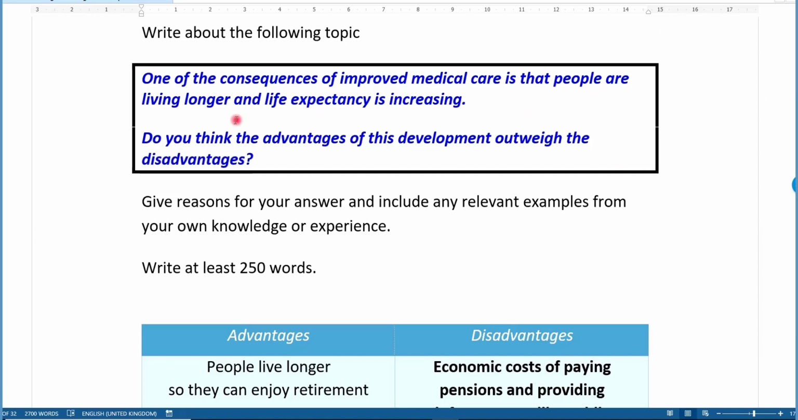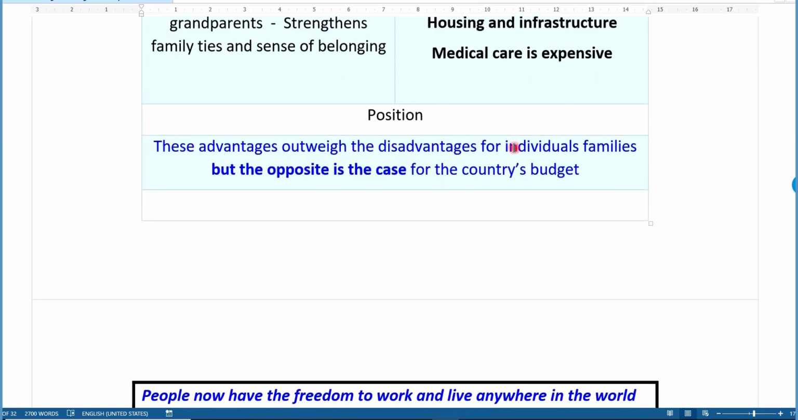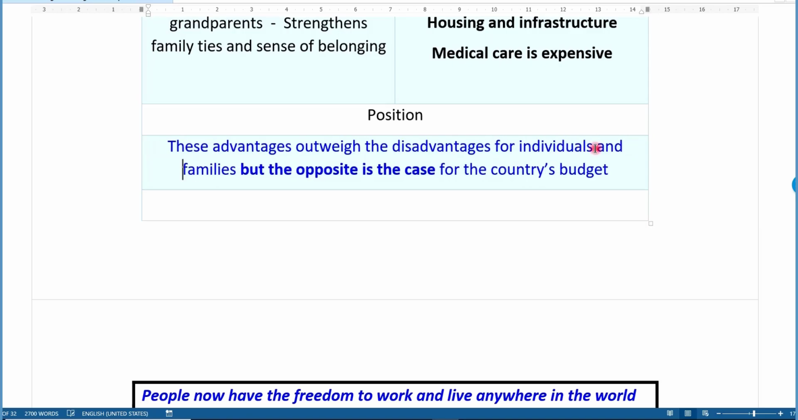So the advantages, how can you say that the advantages for the individual outweigh the disadvantages for the state? To me, it is logically impossible. So the advantages outweigh the disadvantages for individuals and families, but the opposite is the case for the country's budget. So I think that is a fantastic position of answering the question. And honestly, Balu, it took me a long time to come up with this formula.